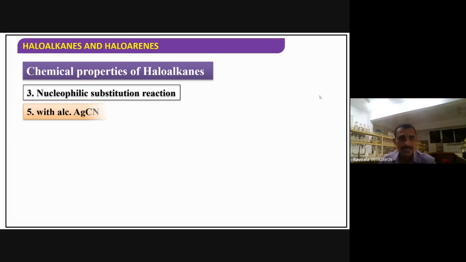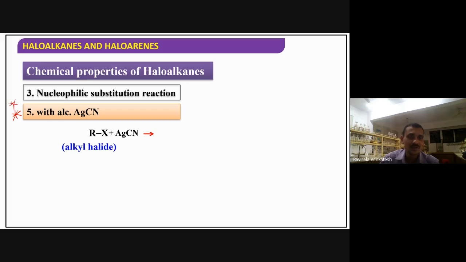Right. Next we'll see what AgCN does. Now if I take AgCN in the place of KCN, this is very, very important from the examination point of view. If I take AgCN, you observe you get isocyanate. The nomenclature here is isocyanate, reverse R. We are getting functional isomers.